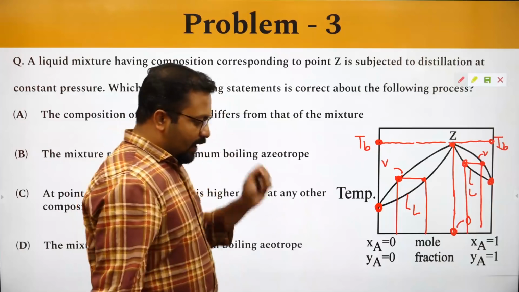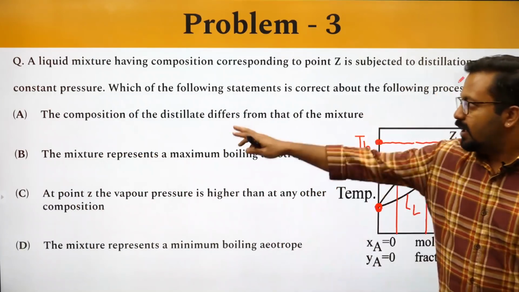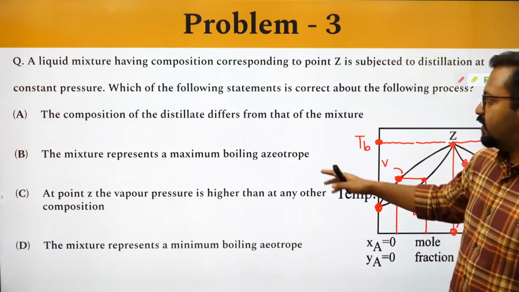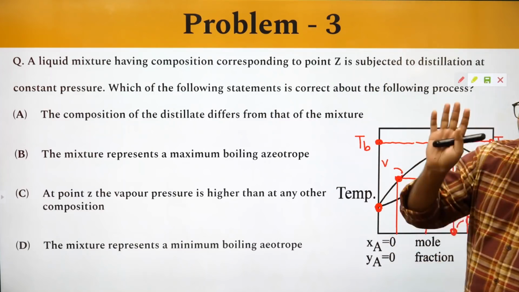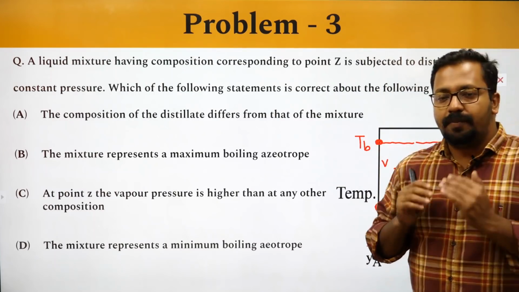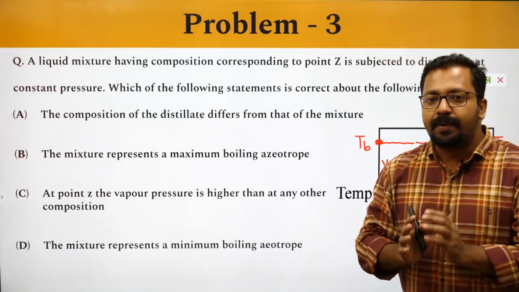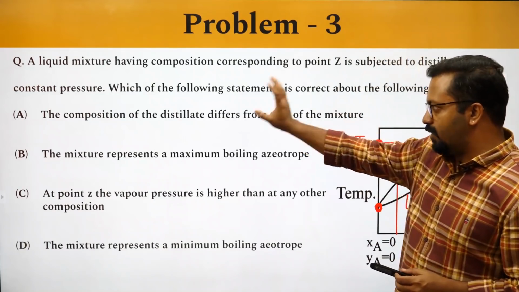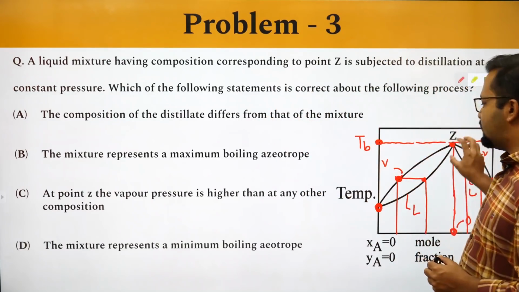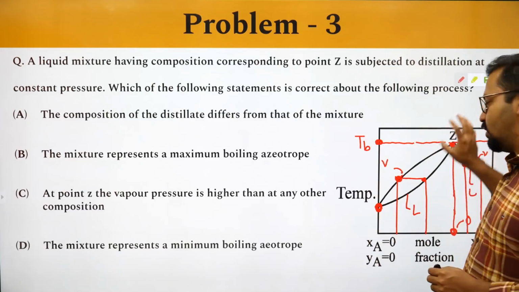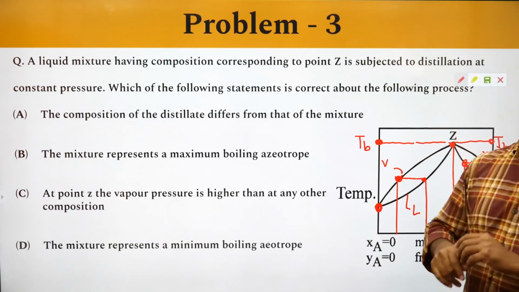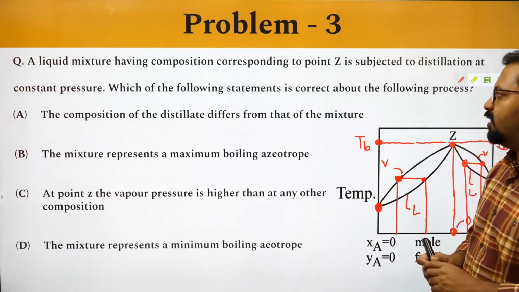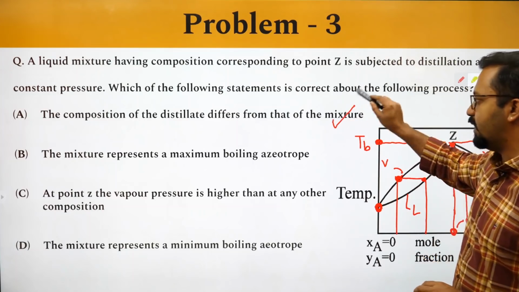So if I analyze the statement, the composition of the distillate differs from that of the mixture. No, distillate is obtained by condensing the vapor, but the vapor's composition will be the same as that of the mixture or the solution at point Z because there is no corresponding vapor curve. So this statement is correct.